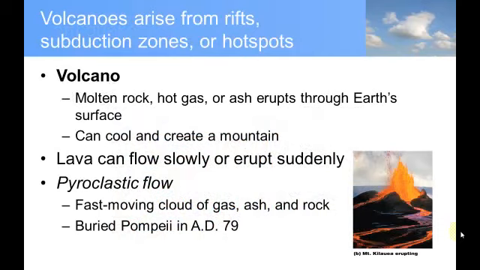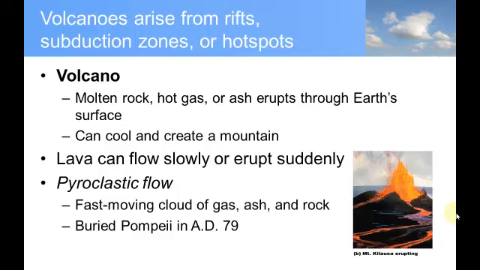A volcano is a place where molten rock, hot gases, or ash erupts through the Earth's surface. And as this molten rock comes up to the surface, it can cool and form a mountain, like Mount Kilauea erupting here in this photograph. Lava can flow very slowly or erupt very suddenly. Mount Kilauea is a volcano that has actually been in a constant state of eruption since the early 80s. It's just constantly belching out some lava. But it's a very slow eruption.